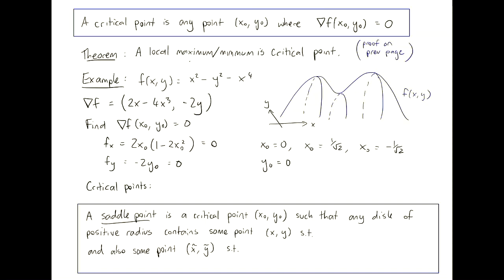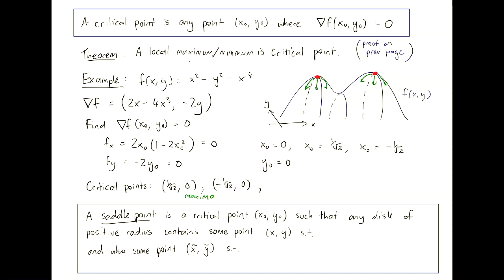So we get 1 on root 2, 0. And minus 1 on root 2, 0. And that is this point and this point. And you can see it doesn't matter which direction I go from here, I go down. So these are clearly local maxima.